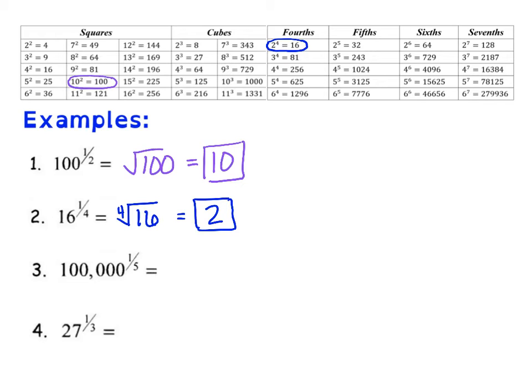What about 100,000 to the 1/5 power? Well, that one is my fifth root of 100,000, but that's not in my fifths column. It would be off the list. But I remember multiplying by tens just added zeros. There are 1, 2, 3, 4, 5 zeros here, so it must have been 10 times 10 times 10, 5 times, 5 tens, or 10 to the 5th power, which means the fifth root of 100,000 is 10.